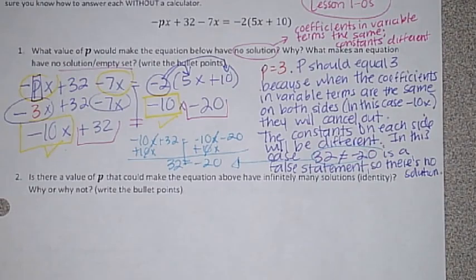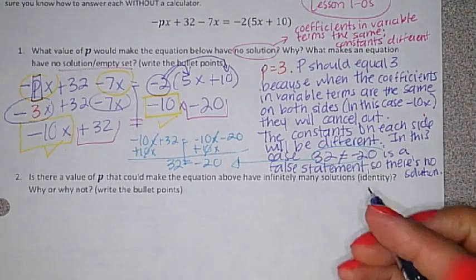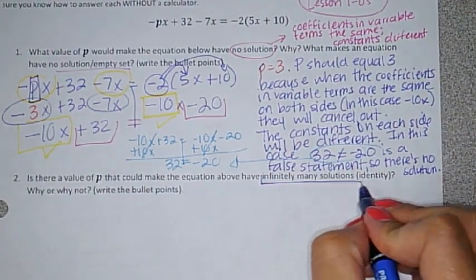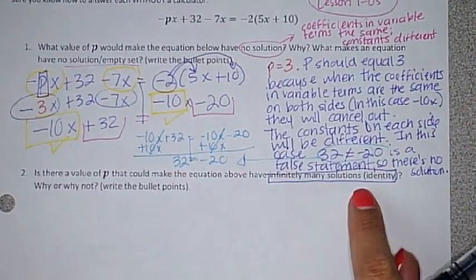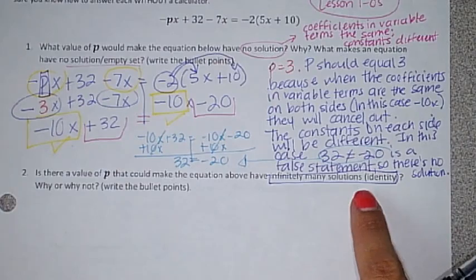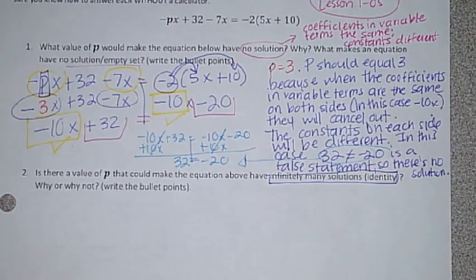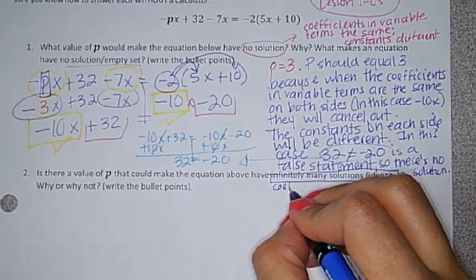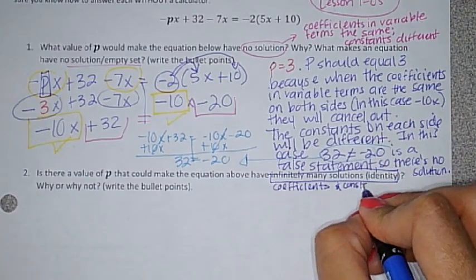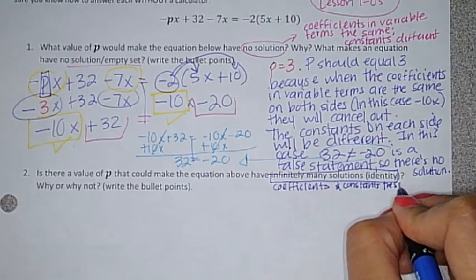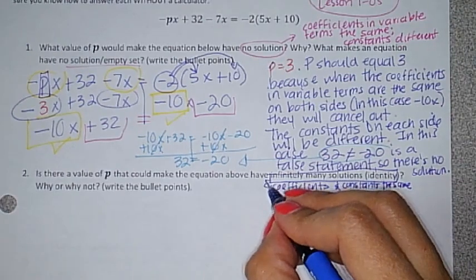Alright, for number 2, is there a value of P that can make the equation above have infinitely many solutions, an identity? Why or why not? So, I need to know my definition of this first in order for me to answer that question. So for infinitely many solutions, I know that the coefficients of the variable terms and the constants must be the same. Okay, so coefficients and constants the same. Okay, that's what I remember from here.